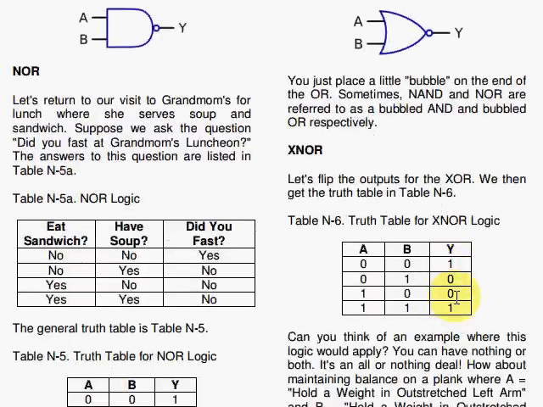An example I gave here in this book is if I'm trying to balance myself and A is put a weight on the right hand, B is put a weight on the left hand, and then I ask the question, am I balanced? I'm balanced if I have no weights, and I'm balanced if I have a weight on each arm. So it's an all or nothing.